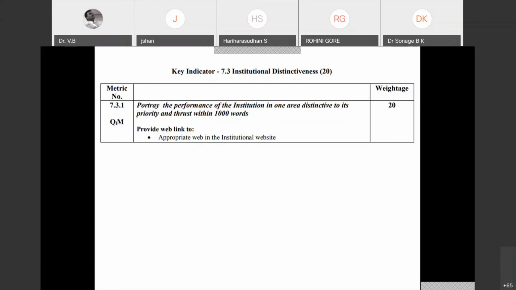Now here there is no specific format for this. The only thing is that this can be verified when the committee visits, or if the DVV asks for some supportive document like photographs or any proofs for this in any other form, then that has to be provided. There is no specific format for quality metric number 7.3.1.